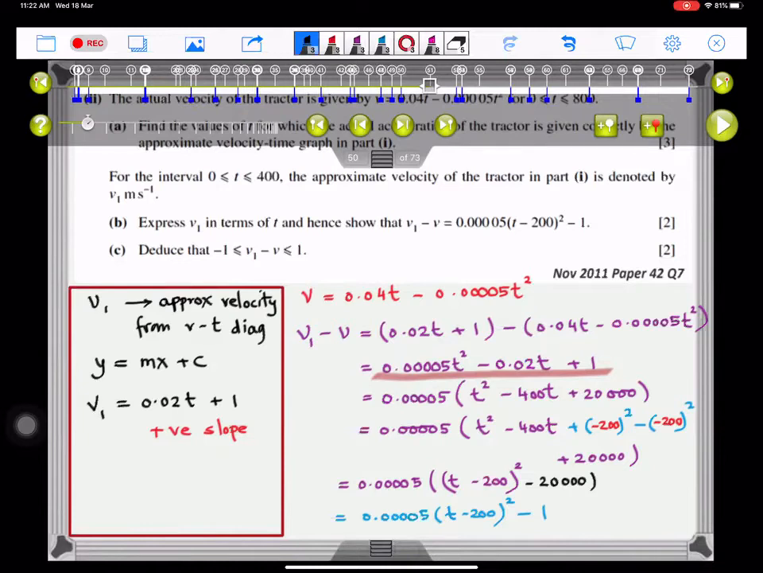Part C. When we deal with quadratics, when we deal with functions, what else do we deal with? We also deal with domain and range. What is it asking? Basically, they are asking for the domain of 0 till 400. Show that the range of this expression, v1 minus v, a new function, is minus 1 till 1.